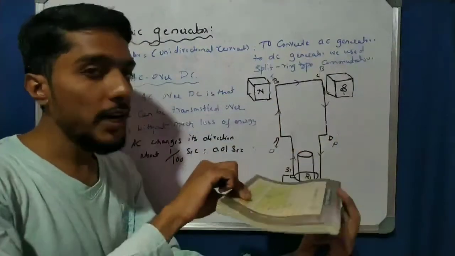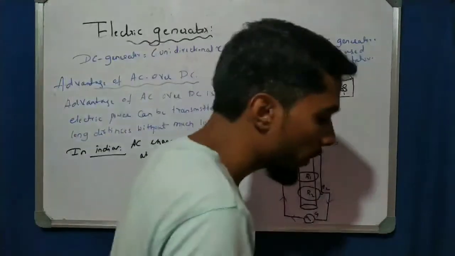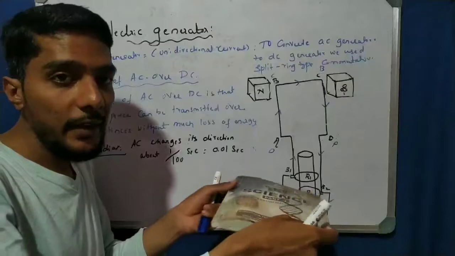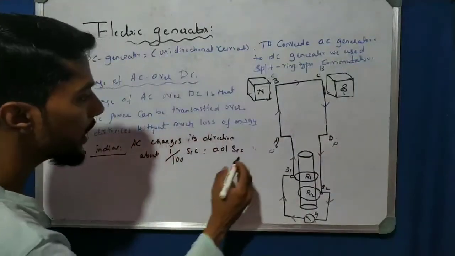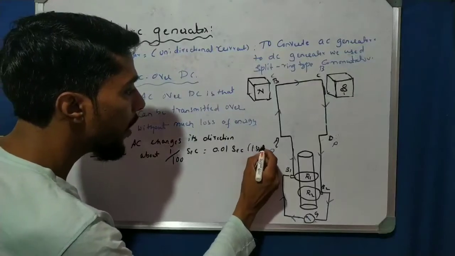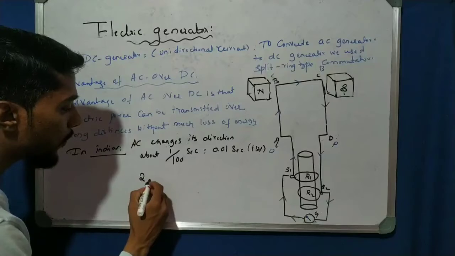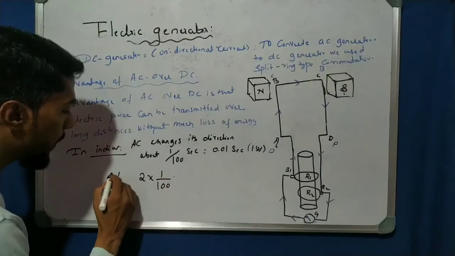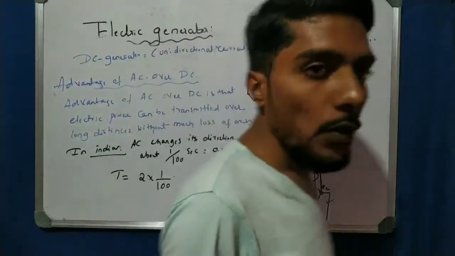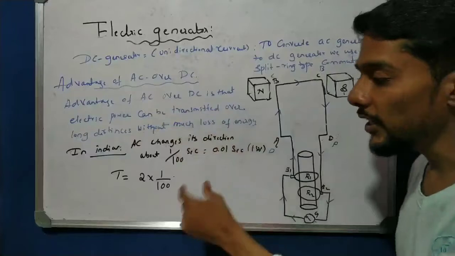Okay. For half rotation, 1/100 means for full rotation it is how much? See here, half rotation is 180 degree, full rotation is 360 degree. For 180 degree, we call it half rotation. For full rotation, how much is it? It is 2 times of 1/100. Right? That is the given time. For every half rotation, it is 1/100. For complete rotation, it is 2 times of that.